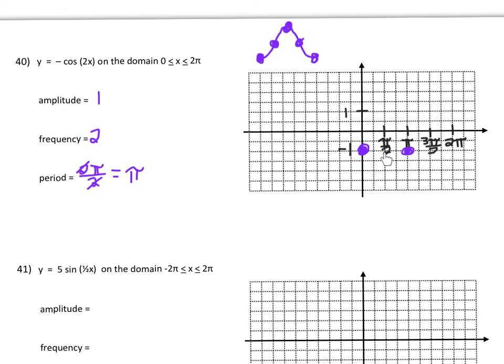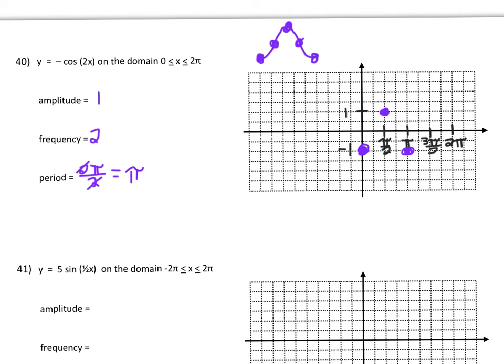Okay, so there's 1, 2, 3, 4 boxes between my two minimums. So half of 4 is 2. So 2 boxes over from each of these, we're going to be all the way up here at our maximum, which is at a height of +1. Okay, so at pi over 2, we're going to be at a height of +1.